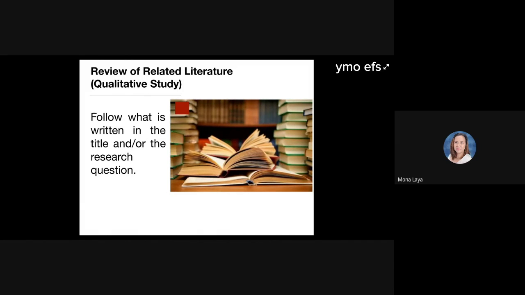Because you have no identified variables and indicators. Okay? The possible mistake when you write the RRL in qualitative is putting in too many things that are not related. So your guide would always be your research question and your title. That's your guide in writing the RRL.